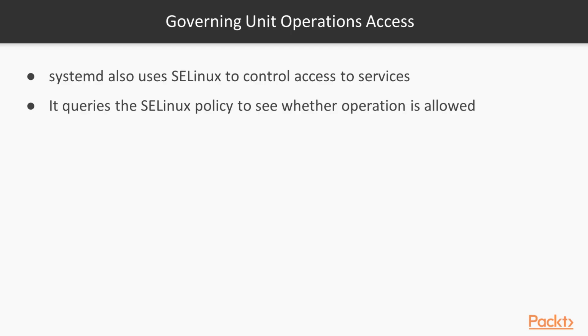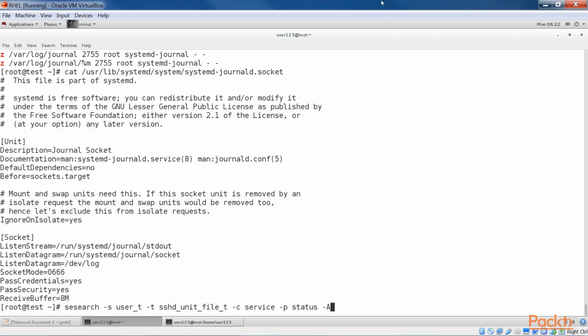Finally, let's look into governing unit operations access. Until now, we've looked at configuration settings related to systemd's SELinux support. But systemd also uses SELinux to control access to services defined through the unit files. When a user wants to perform a particular operation against a unit, such as starting a service or checking the state of a running service, systemd queries the SELinux policy to see whether this operation is allowed. The systemd daemon uses the service class to validate whether an operation is allowed or not.